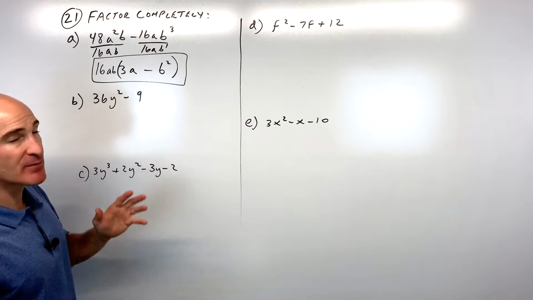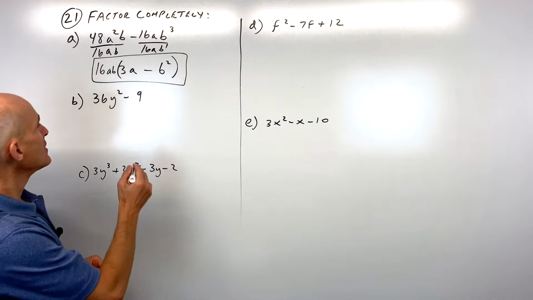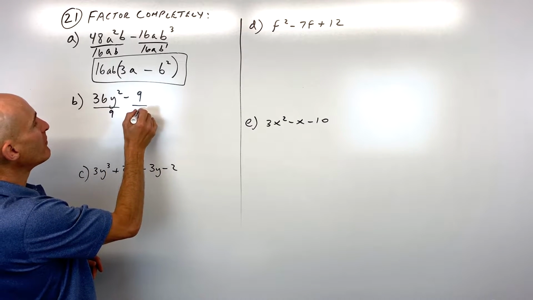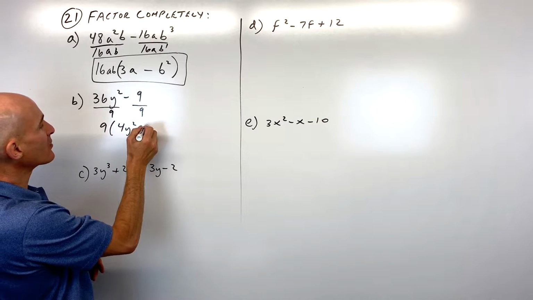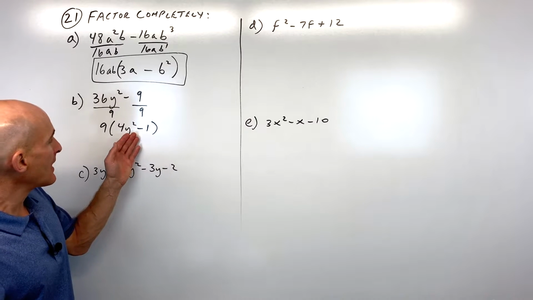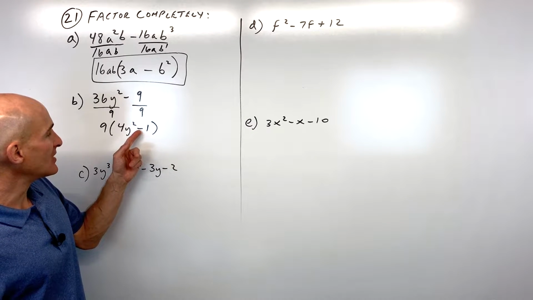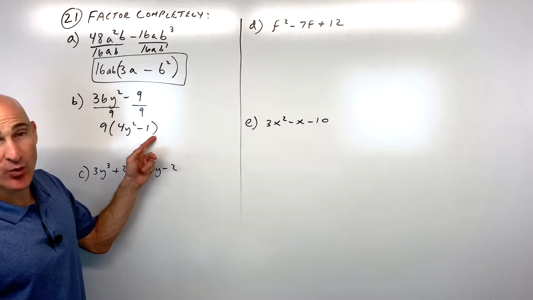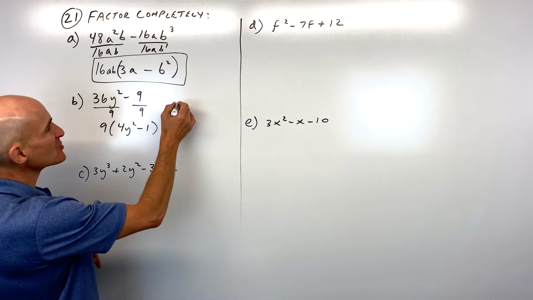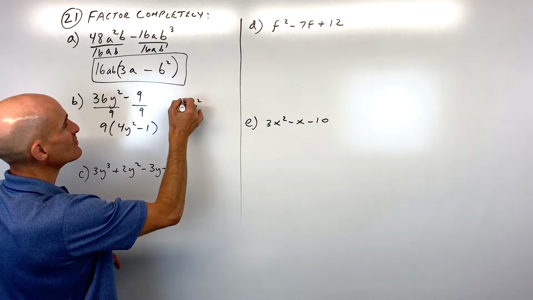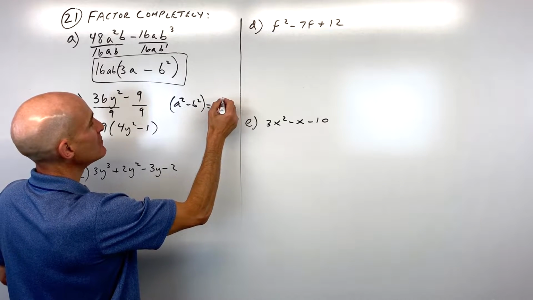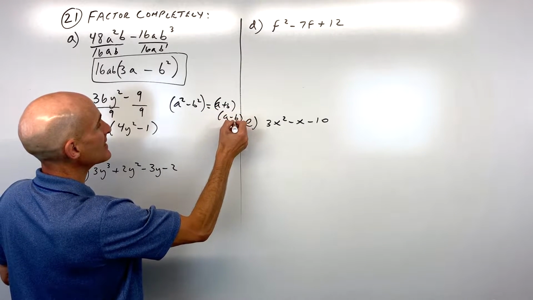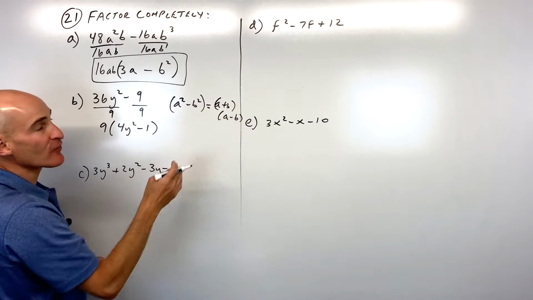Now again, remember the first step is always the greatest common factor. So here it looks like we can divide these both by 9. So if we factor out that 9, we have 4y squared minus 1. Now what might jump out at you at this point is we have a difference of 2 squares. Remember, a difference of 2 squares is like this: a squared minus b squared. It factors to a plus b times a minus b. So that's the sum and difference pattern.